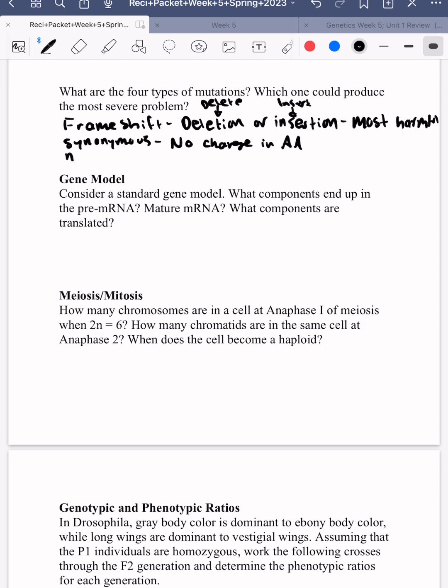You have a non-synonymous mutation, in which a nucleotide base is changed, and then that codes for a different amino acid. So a change in the amino acid. And then we have nonsense mutation, in which when a nonsense mutation occurs, what happens is a random stop codon is added in a portion of the DNA or mRNA sequence.